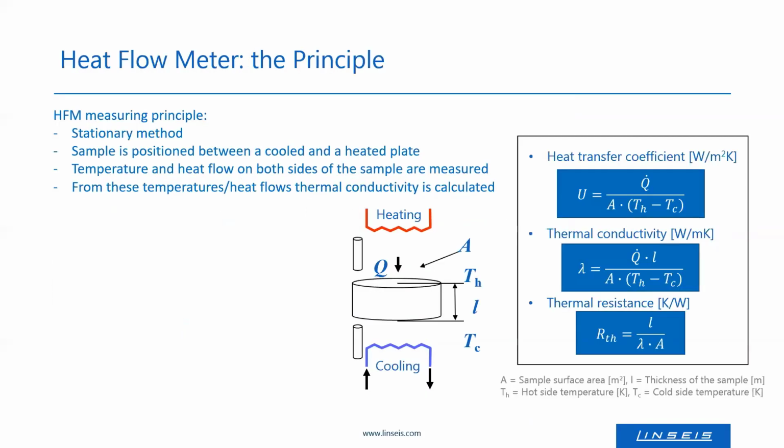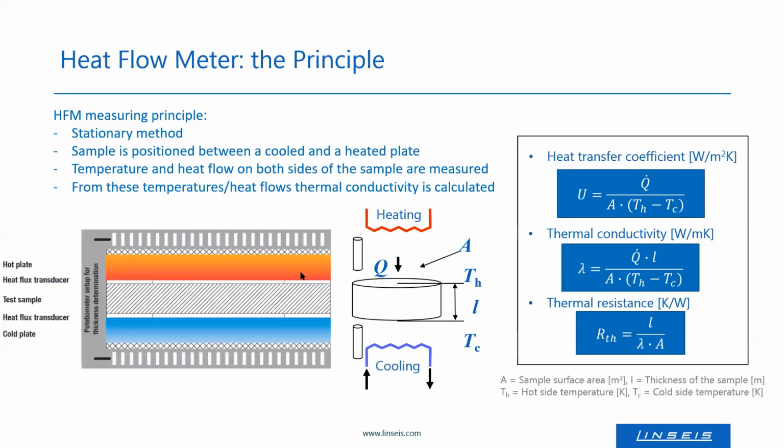So let's have a first look at the first instrument, the so-called heat flow meters. They work according to a stationary method. In such an instrument, you have a sample which is positioned between a heated plate and a cooled plate. Cooled plate and hot plate are kept at a constant temperature, while the heat flux through the material is measured by some transducers. And knowing the geometry of the sample, you can calculate the thermal conductivity by these formulas.